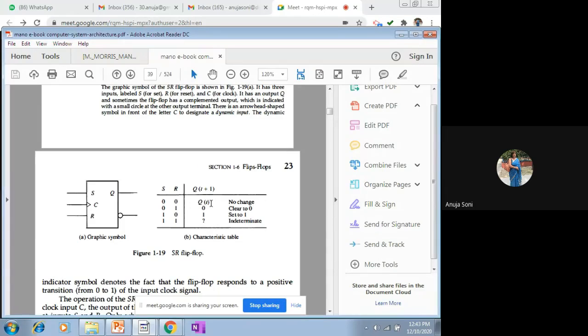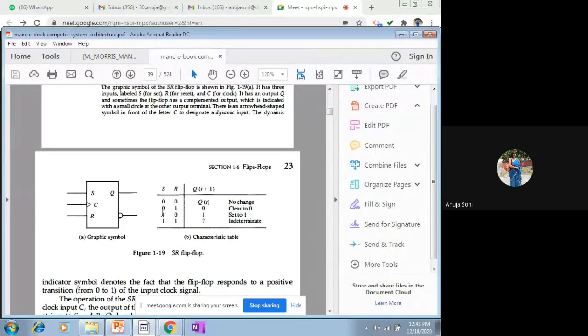That means if the value of Qt was 0, then Qt plus 1 will also be 0. If the value of Qt was 1, then Qt plus 1 will also be 1. Now we come to the second combination: if the value of SR is 0 1, it says that Qt plus 1 will always be equal to 0. It is also called clear to 0 irrespective of the previously generated output value. That means it is not dependent on the previously generated output value at the tth timing signal. It will always generate the value as 0 provided the corresponding combination of SR is 0 1.